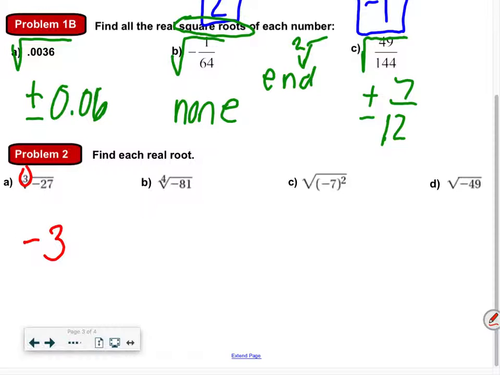Okay, B. Do I have odd or even? Even. What number do I look at? Outside. So I'm even. What's happening inside? Even and negative. What happens? No solution. None. No solution.